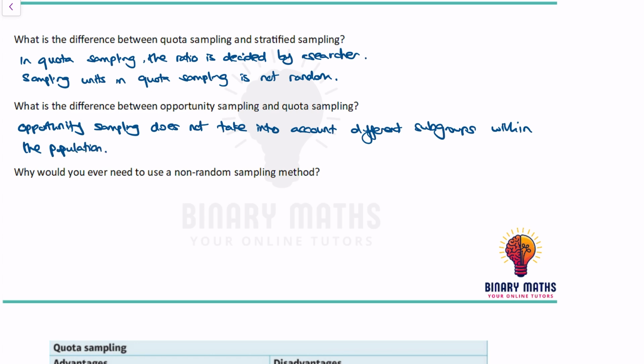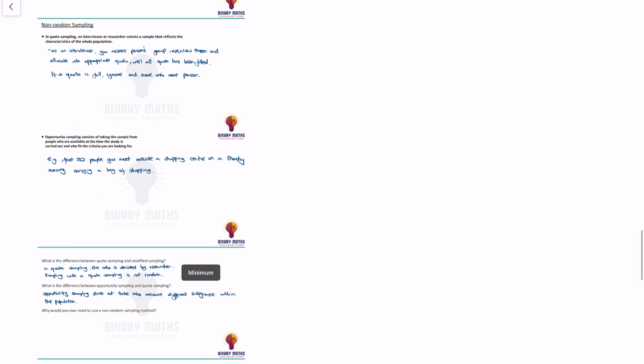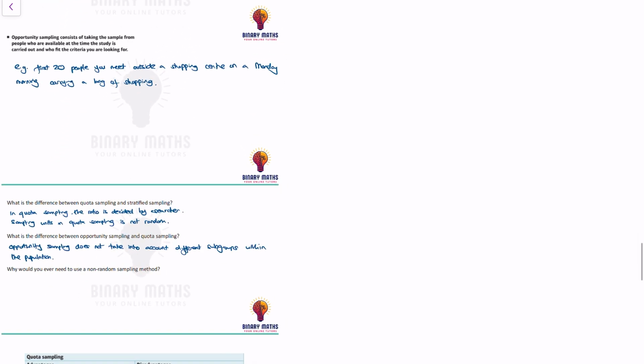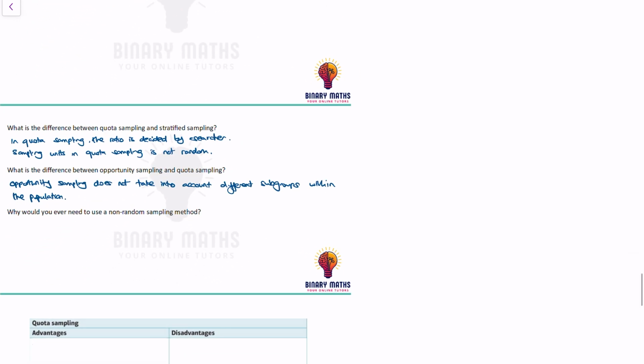And why would you ever need to use non-random sampling? So the two that we've come across, which is quota sampling and opportunity sampling, both of them do not require a sampling frame when there is no sampling frame. So you don't know each sampling unit within your population.